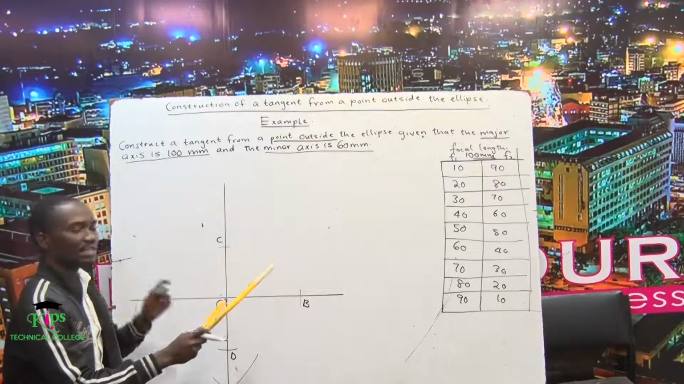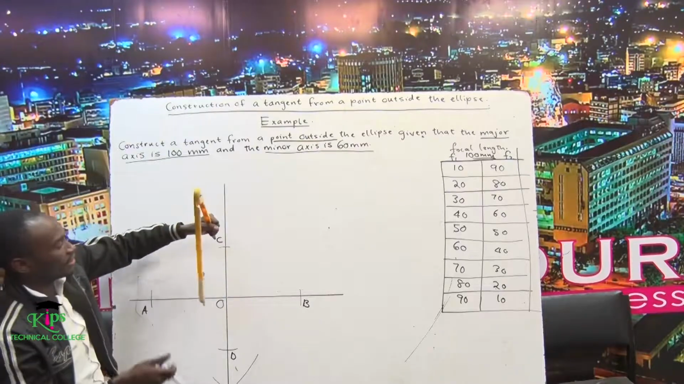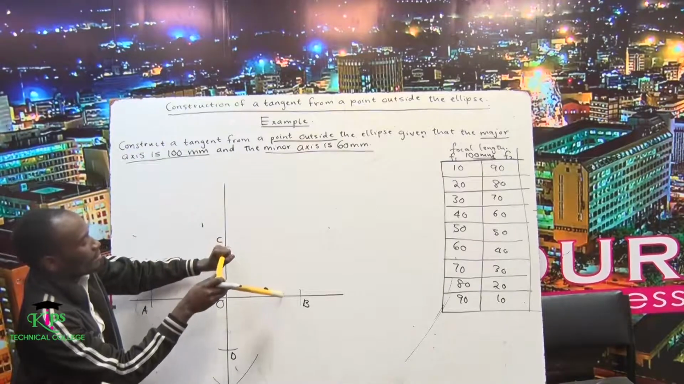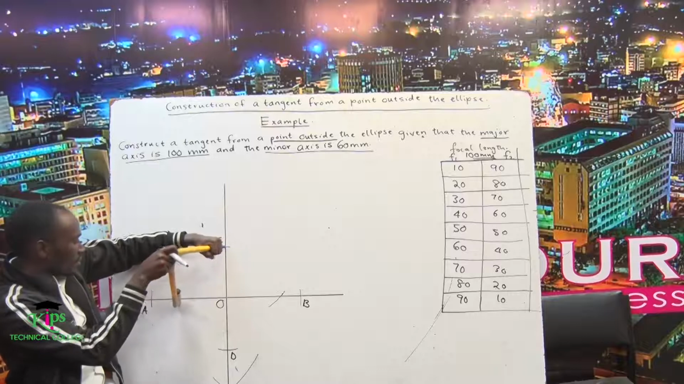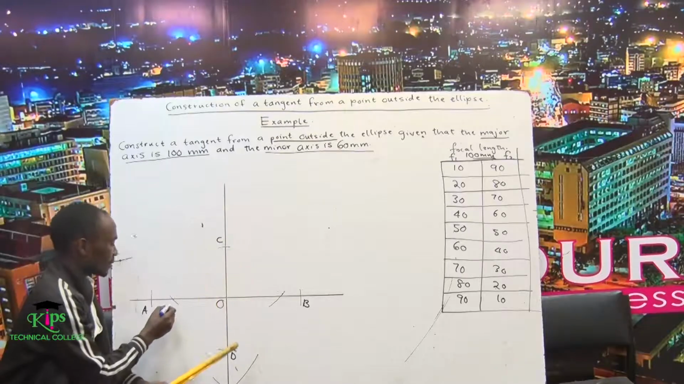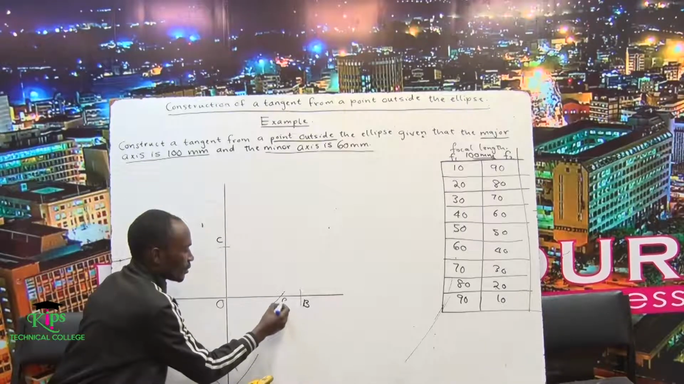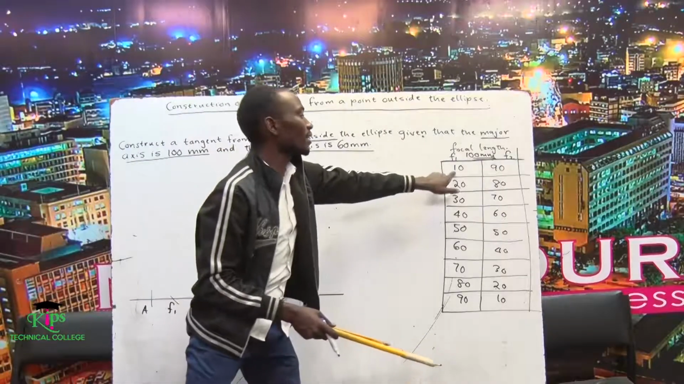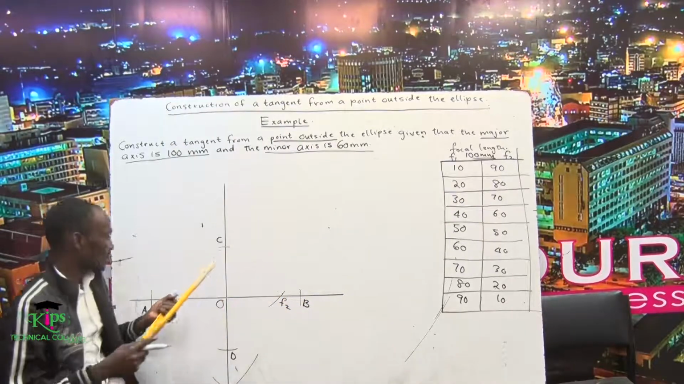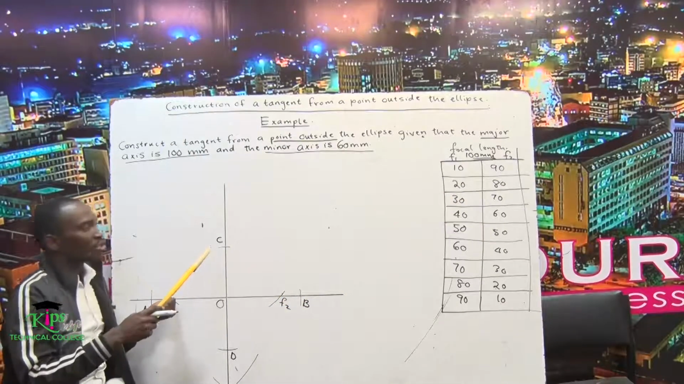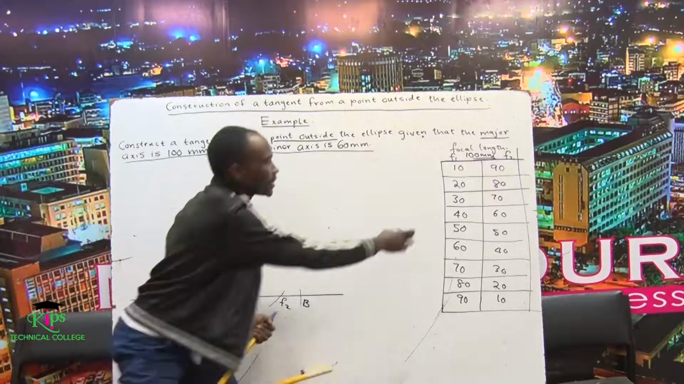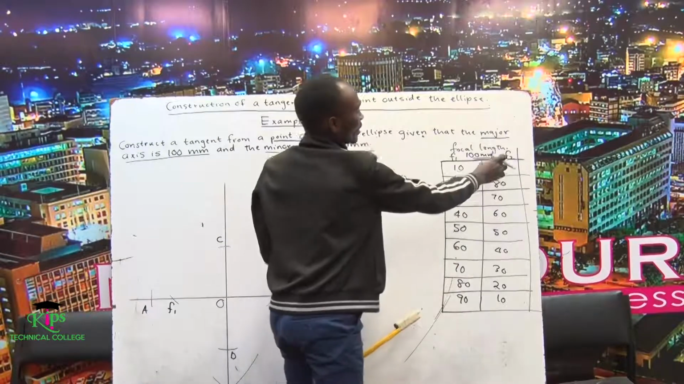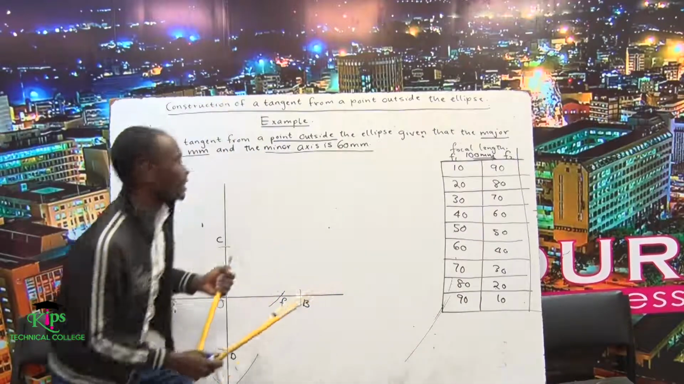So using the same measurements, I should step at C, put a mark, put another mark. This is F1, F2. Now let's use F1. F1 is 10, F2 is 90. When you are drawing this table, you should be stepping at F1 at that particular measurement, then F2 at the measurement you have been given.